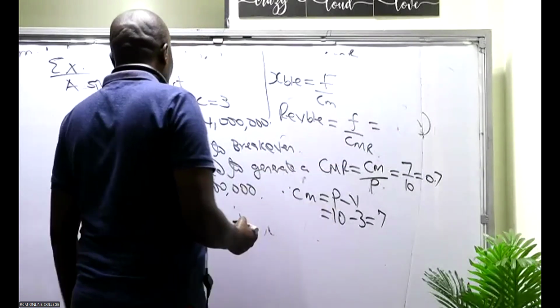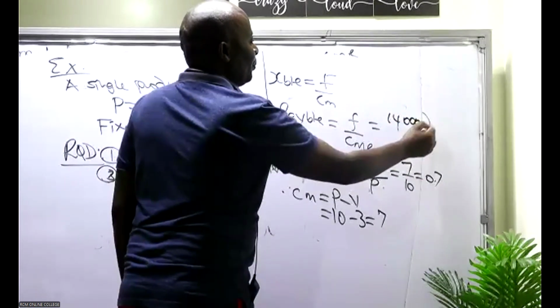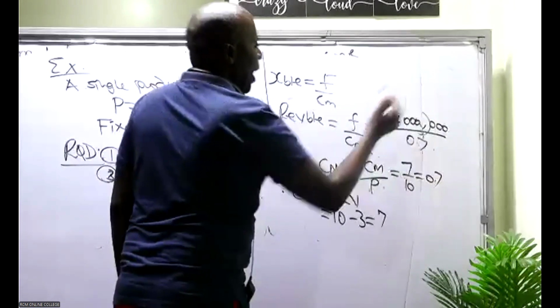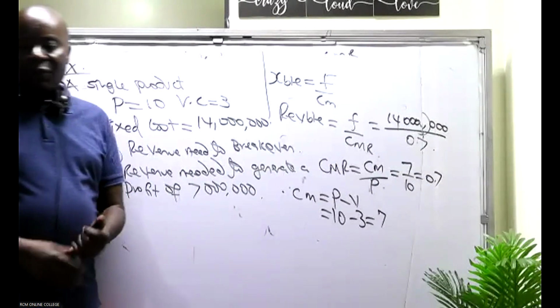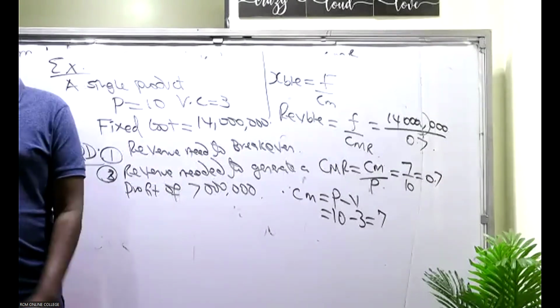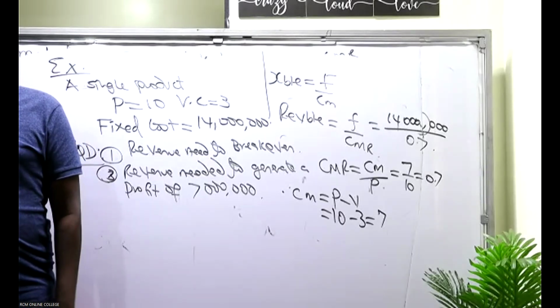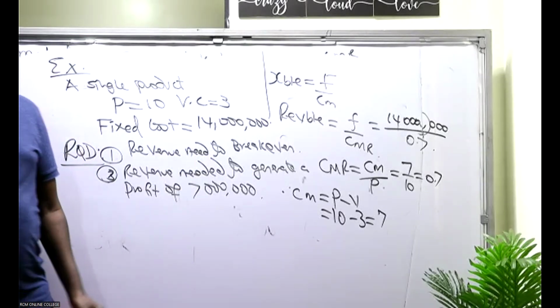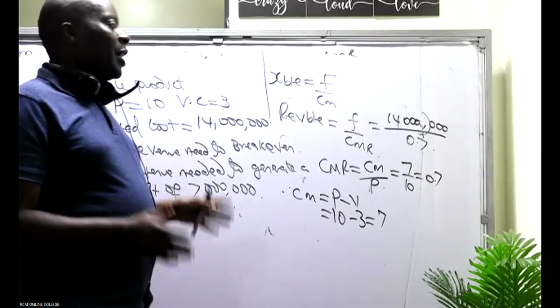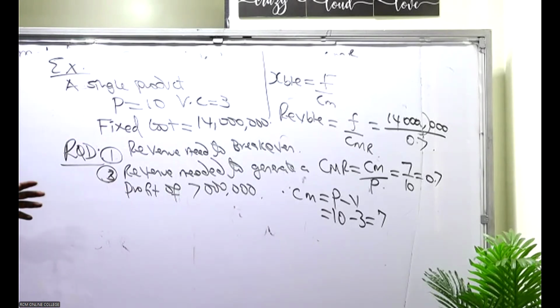So how do I get revenue break even? I take the firm's fixed cost, which is 14 million, then divide this by 0.7. Is there somebody who can give me an answer? 14 million divided by 0.7. I can see Monica had 20 million, Priscilla 20 million. That's very good. So is the 20 million correct, ladies and gentlemen? Yes, to break even, they must generate revenue of 20 million. Thank you so much.